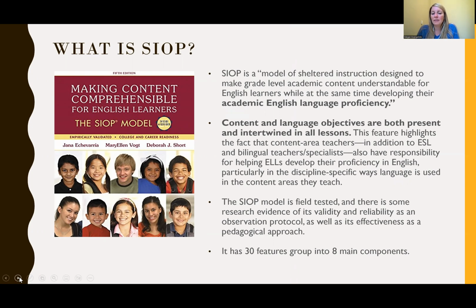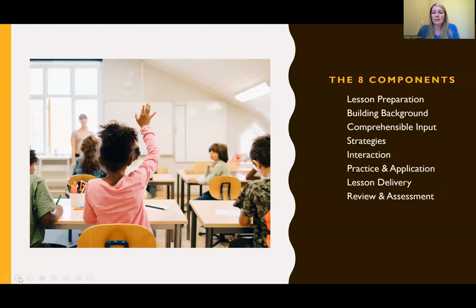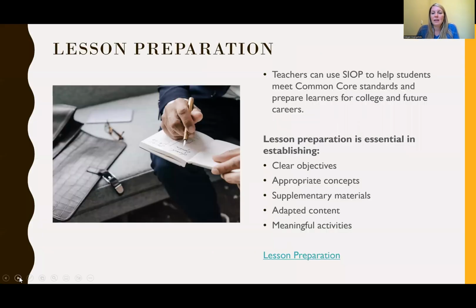So this model is field tested, and there's some research of validity and reliability as an observation protocol, and it is an effective pedagogical approach. So it has 30 features and 8 main components that we're going to go over today. The 8 components are lesson preparation, building background, comprehensible input, strategies, interaction, practice and application, lesson delivery, and review and assessment. So let's talk first about lesson preparation.